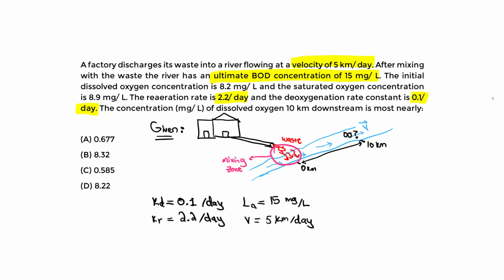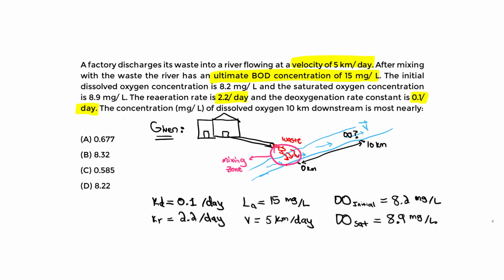The initial dissolved oxygen concentration is the dissolved oxygen concentration initially, in this region. I'm going to denote that specifically as DO initial. Note, this is not the deficit; it's different from the deficit. We will describe that in a second in the figure, but the initial value is 8.2 milligrams per liter. And the saturated oxygen concentration, DO sat, is described in the handbook. DO sat is 8.9 milligrams per liter.